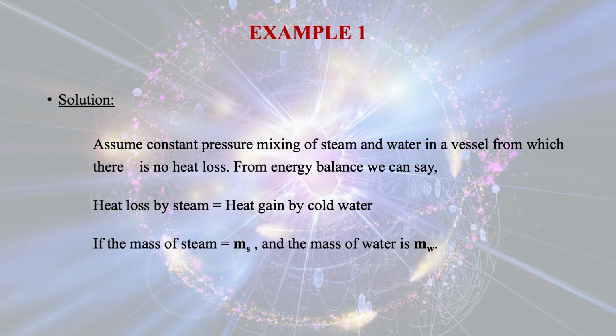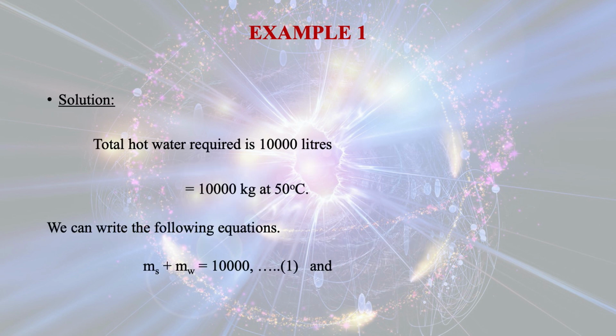Now, this is a very simple problem. If you take the mass of steam as ms and the mass of water as mw, then the total hot water required is 10,000 liters, that is 10,000 kg, at 50 degrees centigrade. We can write the following equations, because the total mass of the mixed water will be 10,000 at the end. So mass of steam plus mass of water is equal to 10,000. This is equation number 1.